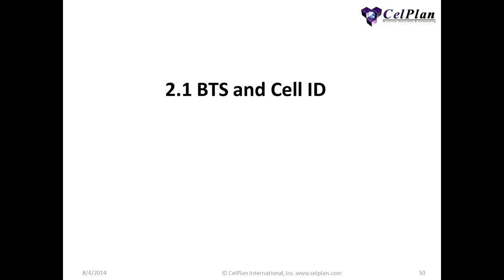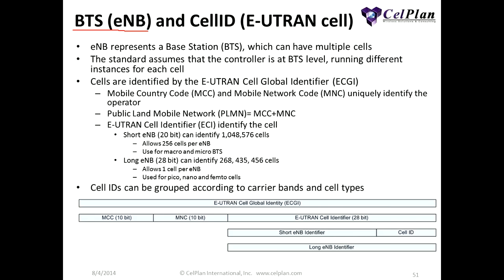So the first step is planning. We need to establish BTS and cell IDs. First thing that I would like to tell you: what is the difference between BTS, ENB, and cell? There is a little bit of confusion in the literature, in the 3GPP specifications, and so on. Basically, what 3GPP calls an ENB is a BTS, and the BTS can be one cell or many cells.